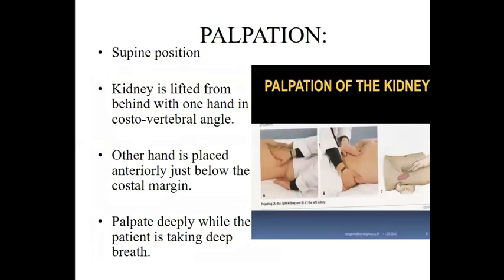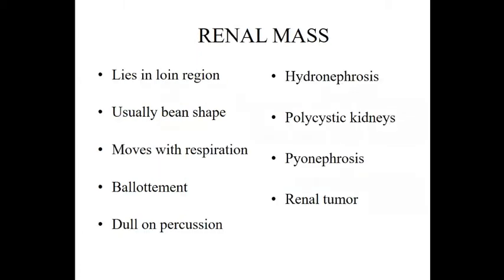Now we start the palpation. For the kidney palpation, the patient should be in the supine position. The kidney is lifted from behind with one hand on the costovertebral angle. The other hand is placed anteriorly just below the costal margin. Palpate deeply while the patient is taking a deep breath. The renal mass which we will encounter during the palpation lies in the loin region, is usually bean shaped, moves with respiration, is ballotable, and is resonant on percussion.